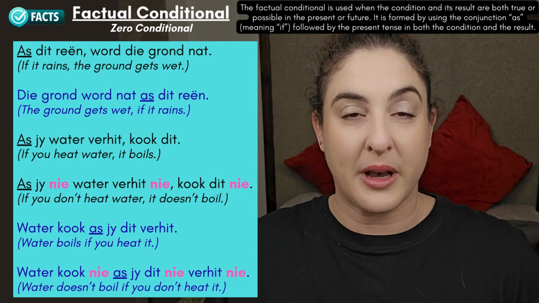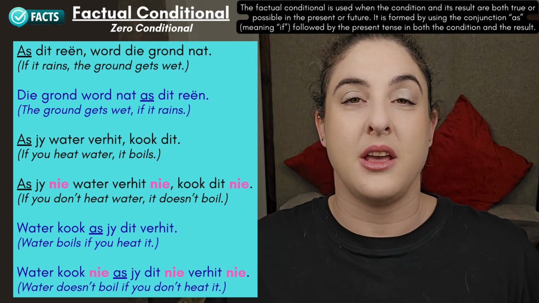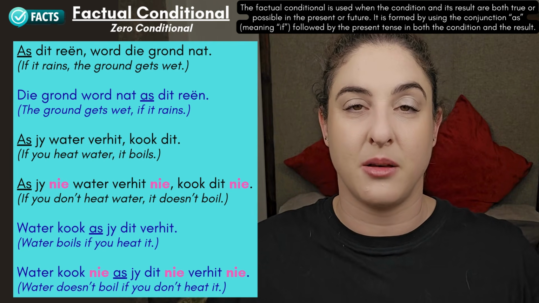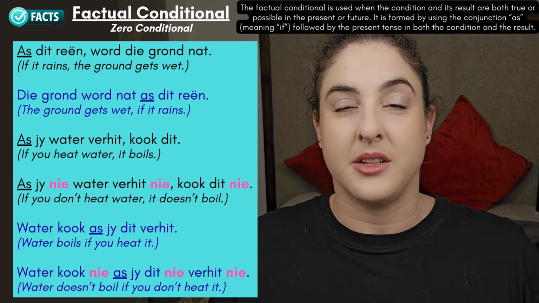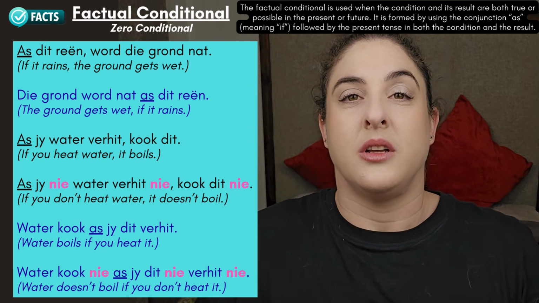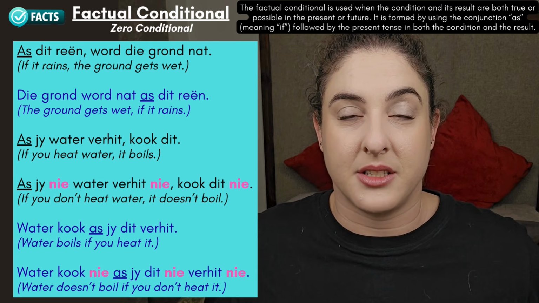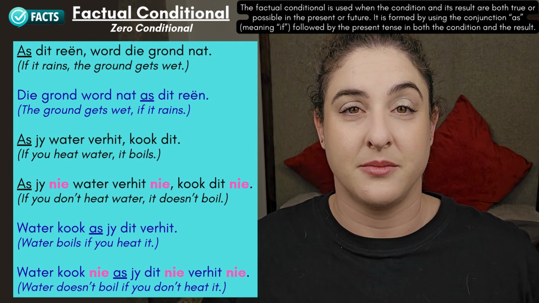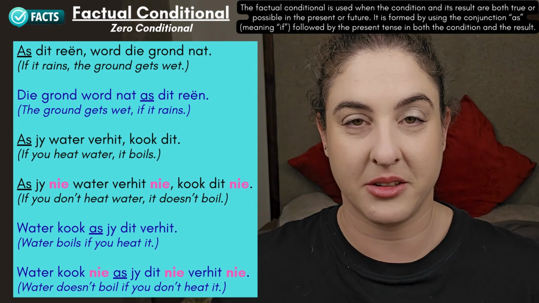So for factual conditionals, the double negative and the single negative is the same, right? Part 1, single negative. Part 2, double negative when you negate a sentence. So keep that in mind because it changes for some of the others. I have to point this out to you.